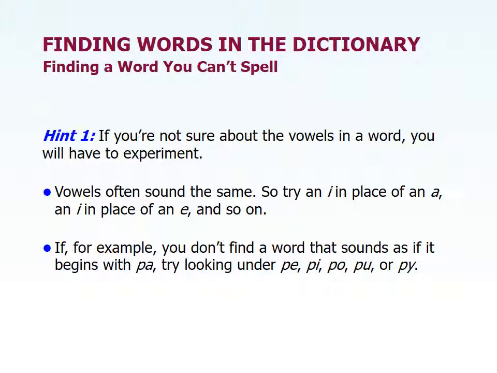One thing that you can do is imagine that a different vowel is being used than the one you think. Often vowels have the same sound. So if you think it was an A, try putting an I there instead of an A, or put an I in place of an E, or a U in place of an O. So you might want to double check that. The other thing, if you don't find a word that sounds like it begins with PA, you can look for PE, PI, PO, PU, or PY. All of those can start with a sound like P.